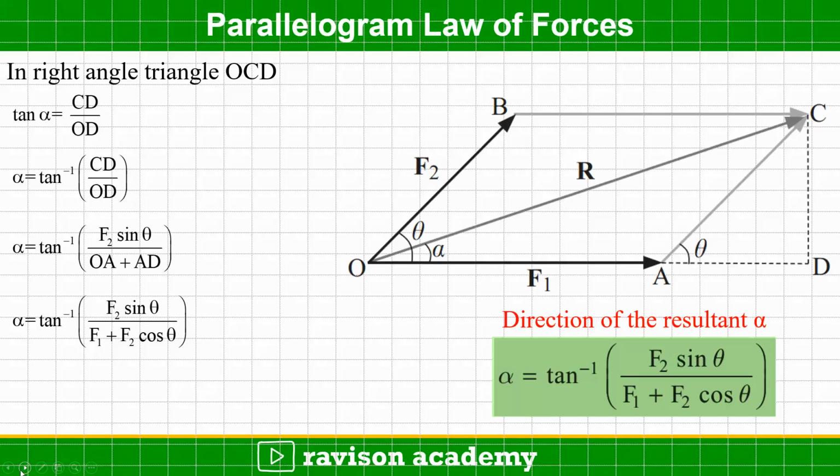Now coming to the direction of the resultant, we take the right angle triangle, angle OCD. In that, tan alpha we can write as height by distance, that is CD by OD. Now alpha becomes tan inverse of CD by OD. So now CD we can substitute, CD equals F2 sin theta and OD equals OA plus AD. So OA here equals F1 and AD equals F2 cos theta. On applying these values, we get the direction of the resultant alpha as tan inverse of F2 sin theta divided by F1 plus F2 cos theta.